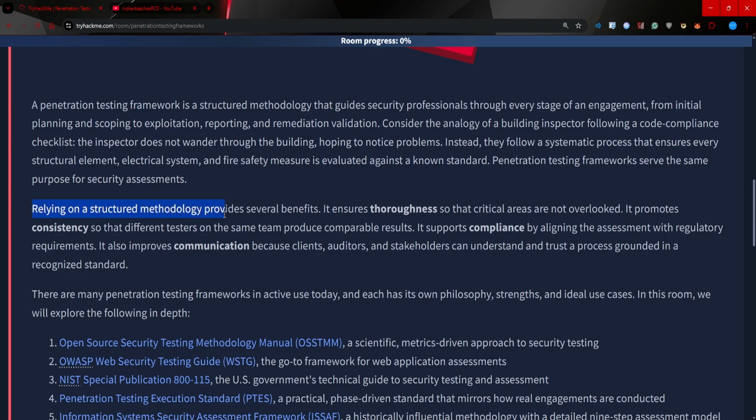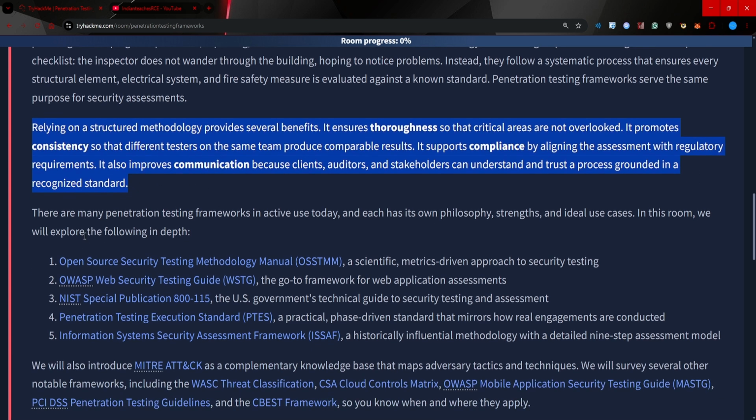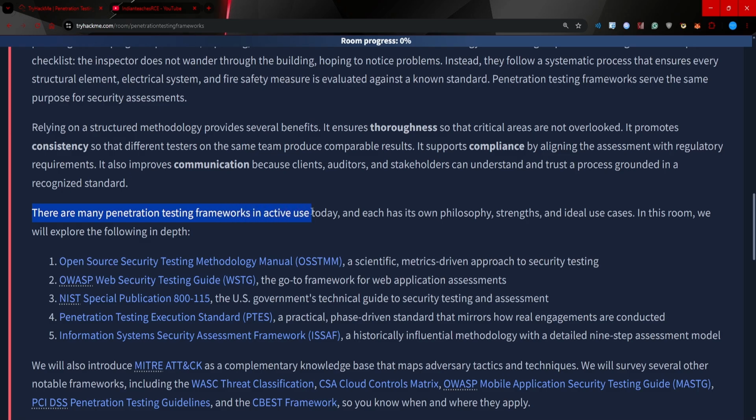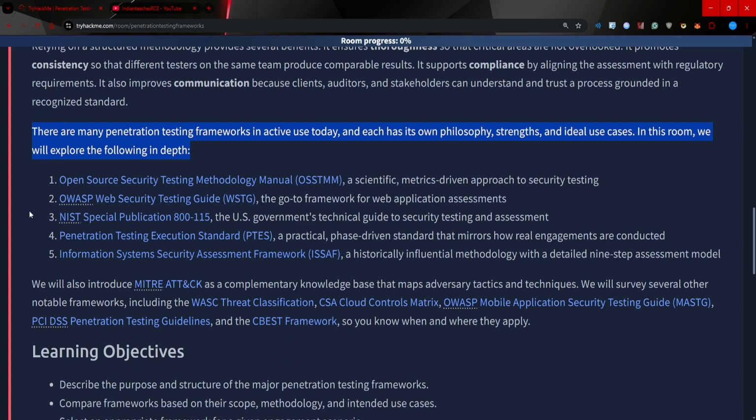Relying on a structured methodology provides several benefits. It ensures thoroughness so that critical areas are not overlooked. It promotes consistency so that different testers on the same team produce comparable results. It supports compliance by aligning the assessment with regulatory requirements. It also improves communication because clients, auditors, and stakeholders can understand and trust a process grounded in a recognized standard. There are many penetration testing frameworks in active use today, and each has its own philosophy, strengths, and ideal use cases. In this room, we will explore the following in depth.